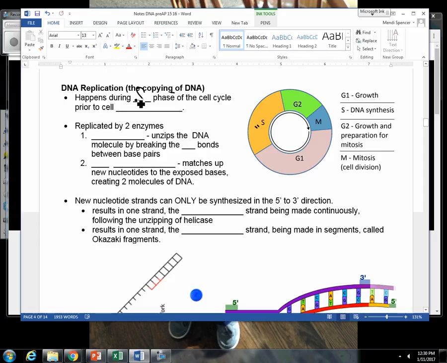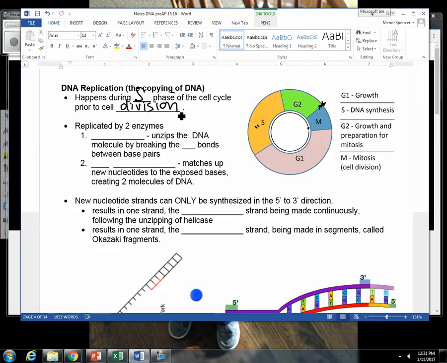The reason the cell is copying its DNA is because when it gets to here, it's going to split in two. So you need a set of DNA chromosomes to go into one daughter cell and a set to go into the other daughter cell. So we are copying our DNA prior to cell division. That's the only reason we would ever copy the DNA: the cell has gotten a signal to divide, so replication is going to begin.